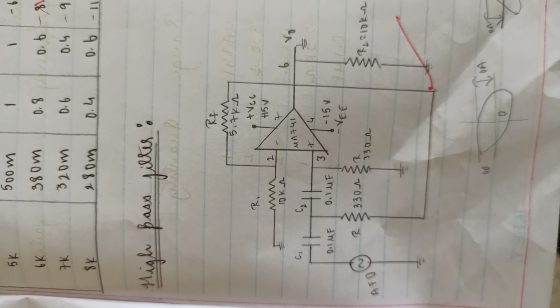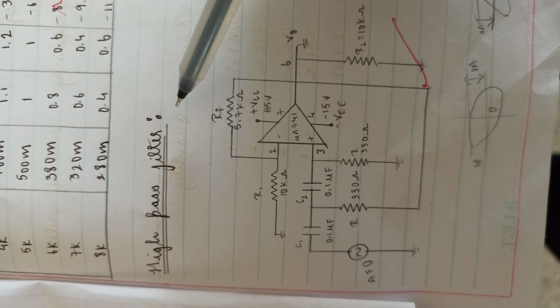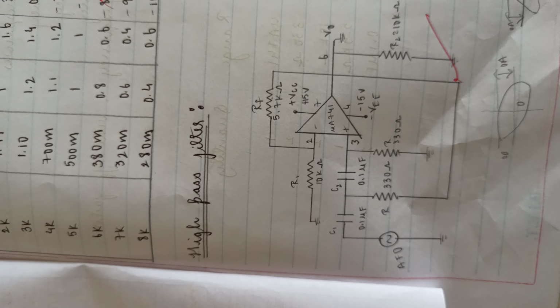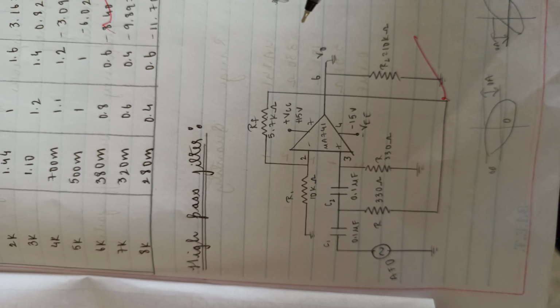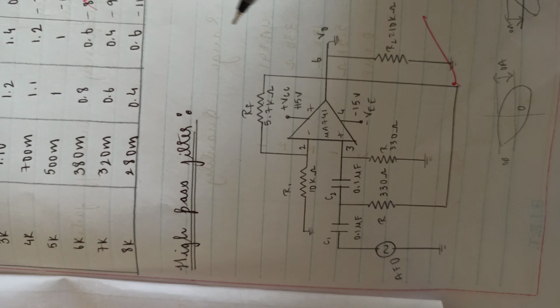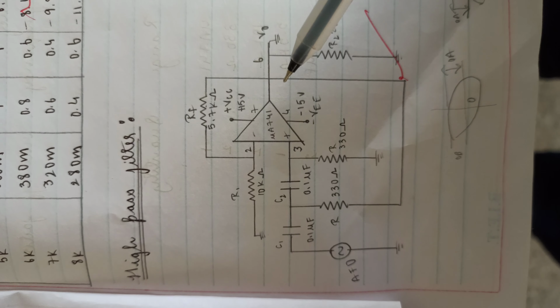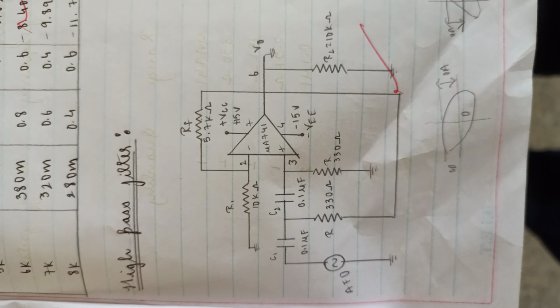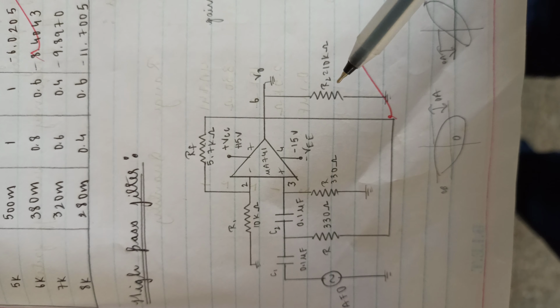Hi, good morning. So this is the circuit for the high pass filter. Right now we are going to do the experiment, that is the second order Butterworth high pass filter. This is the circuit diagram, and the designing part is the same as that of the low pass filter.